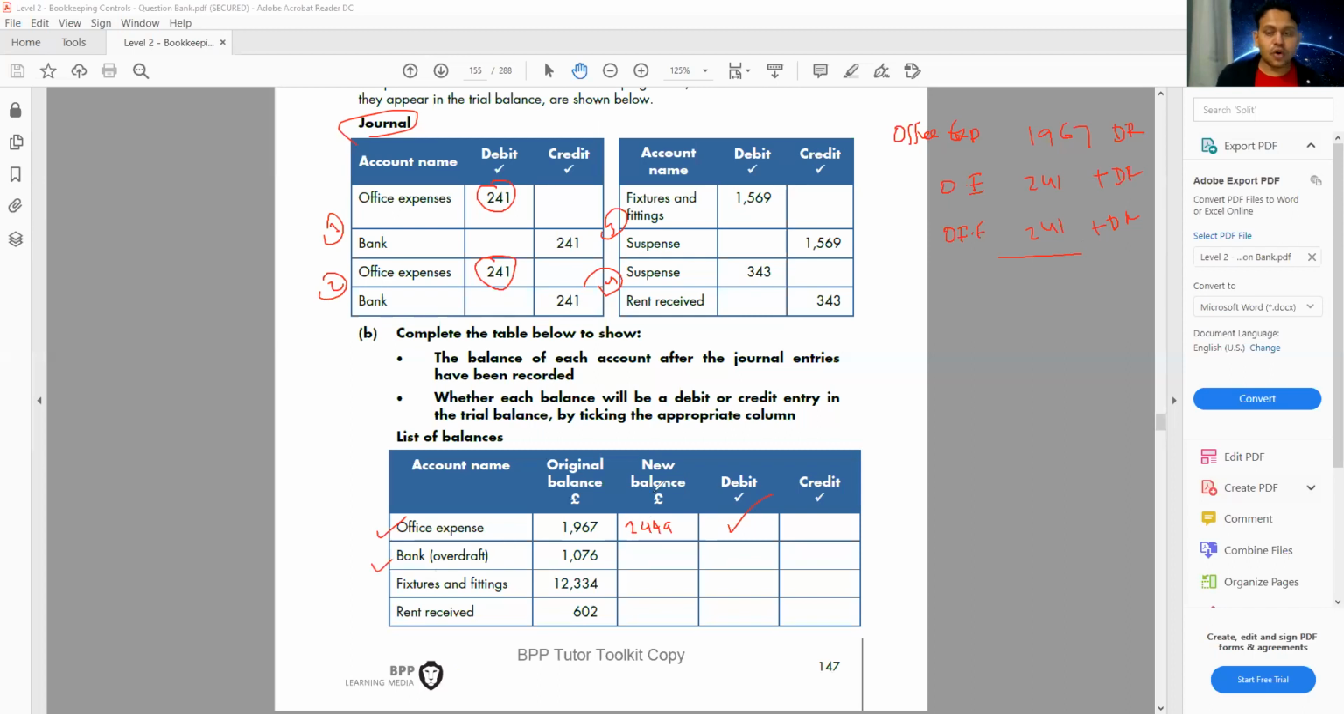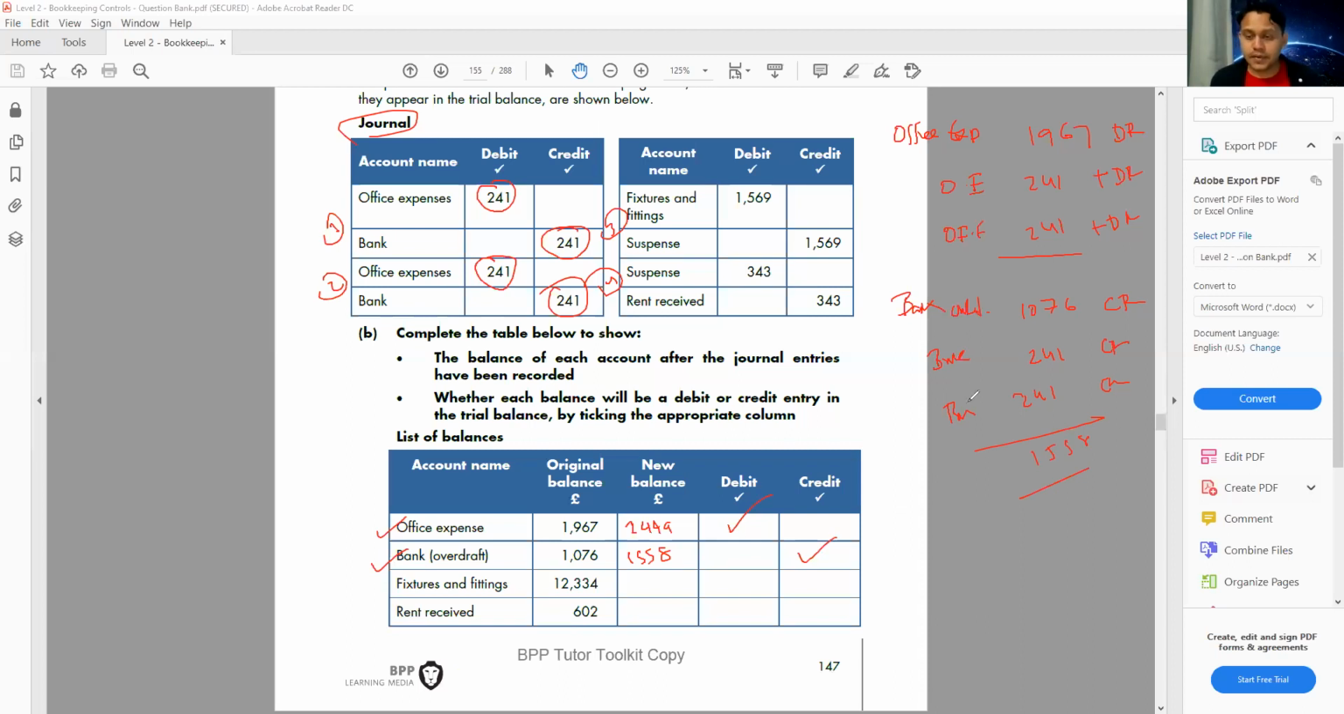The next one is a bank overdraft. Bank overdraft normally is a liability and it is a credit. Bank overdraft 1076 is the original balance, the opening balance, and that is our credit. And after that, I can see I have a bank 241 on the journal, and that is also credit. That also means overdraft. 241 is a credit, and I have a bank again, it is credit. So bank 241 is again credit. All this credit will be added. How much is it? 1558, and that is our credit.